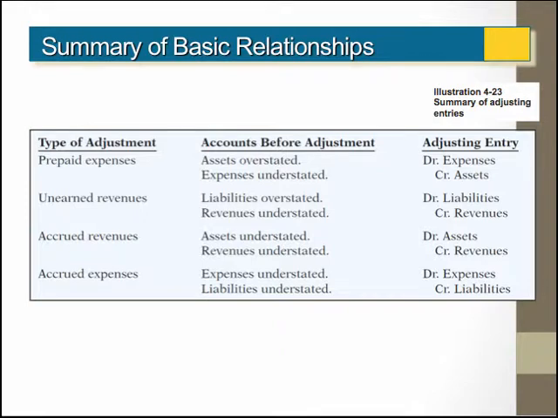Here is a summary of the 4 different types of adjustments we would make at the end of each period. Note in the second column that if we fail to make the adjusting journal entry, what would happen to the various accounts on the balance sheet and the income statement. In the third column are examples of what the entry would be to make that adjustment to correct the balances.